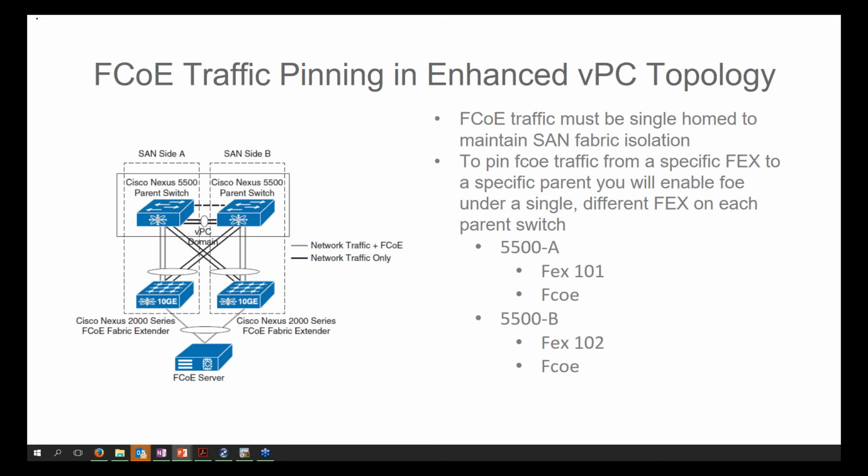So in this case, side A is 5500A. And each of those has two FEXs connected to it, FEX 101 and FEX 102. Since they're both connected to it, we want to be able to pin FCoE traffic A to this side and FCoE traffic B to this side. And so they won't transport across these links to the parent switch. To do that, we have to go into each of them, and under the FEX configuration, we have to enable FCoE on the parent switch just for the FEX that we want to have FCoE traffic coming to the parent switch on.